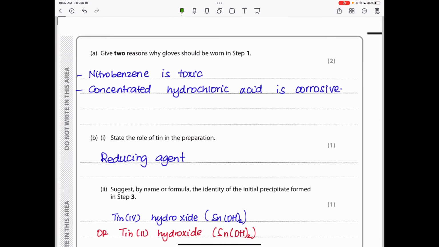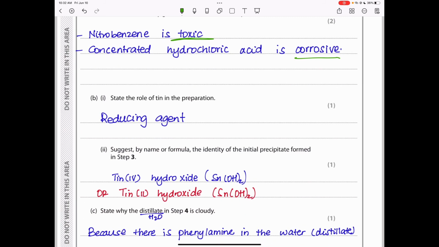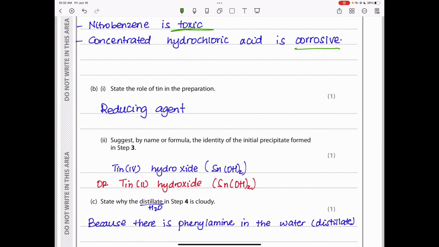The first one says, give reasons why gloves should be worn. You're working with nitrobenzene, which is toxic, and actually you have concentrated hydrochloric acid, so you have to use gloves. Concentrated hydrochloric acid is corrosive, and nitrobenzene is, of course, toxic, so you have to use gloves. State the role of tin in the preparation. Tin is a reducing agent. You guys know we use tin with HCl. Actually, in the reaction, these two react together to produce the hydrogen that is going to be basically used in the reduction.